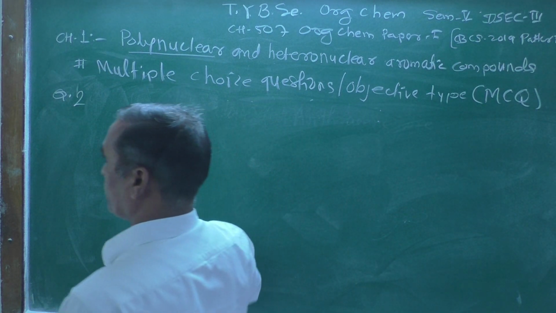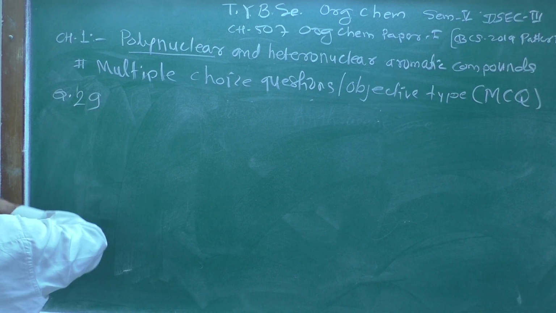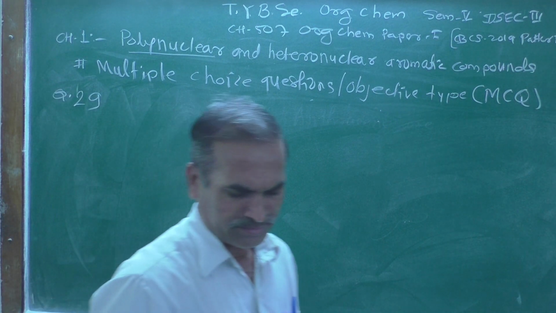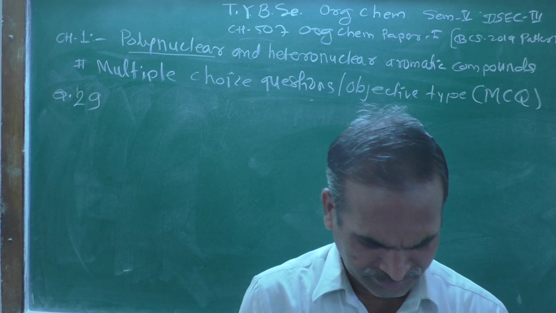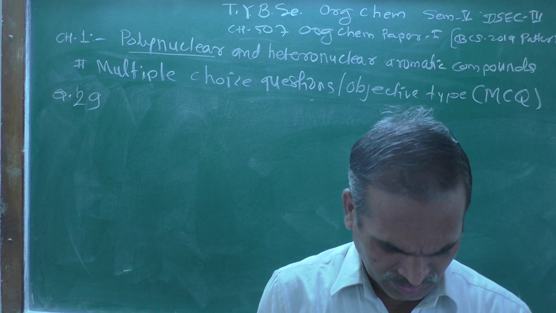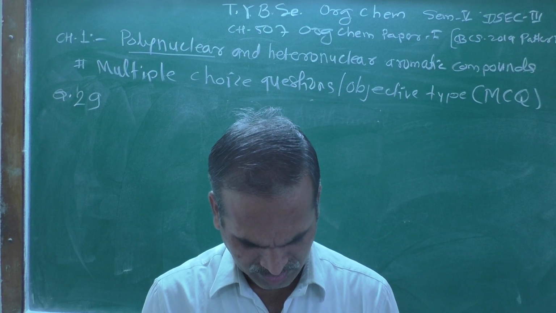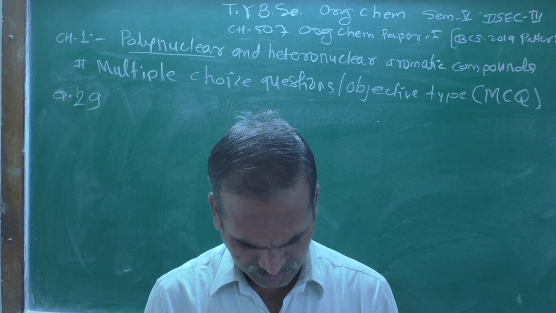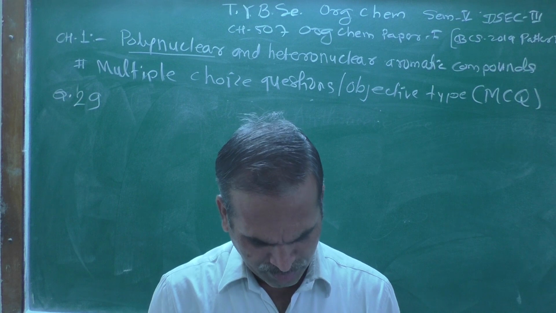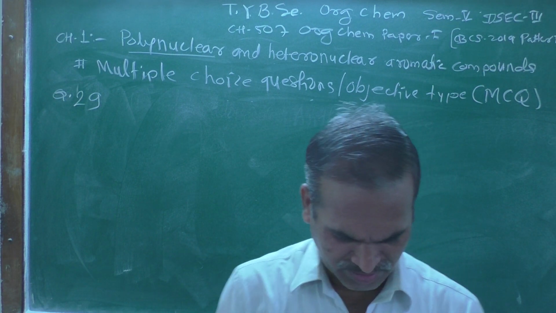Next question would be question number 29. Question number 29 would be, how many sigma bonds present in anthracene?